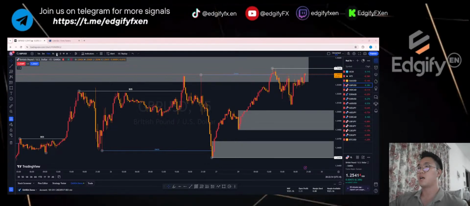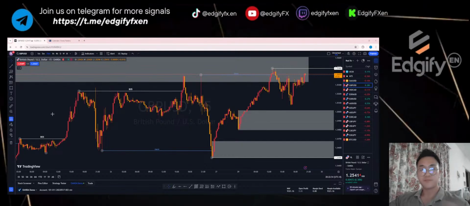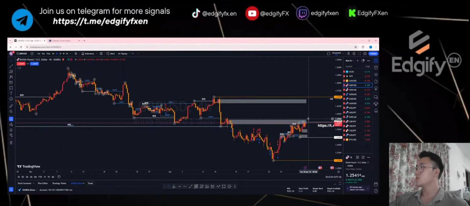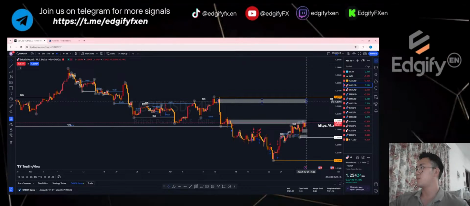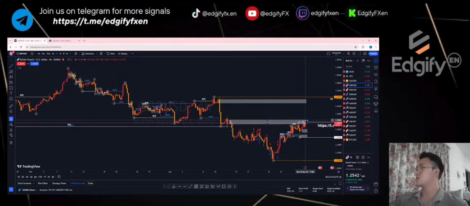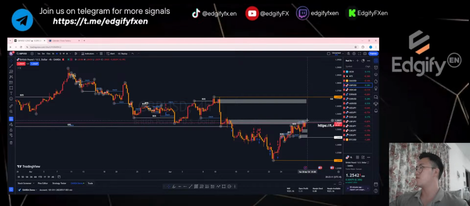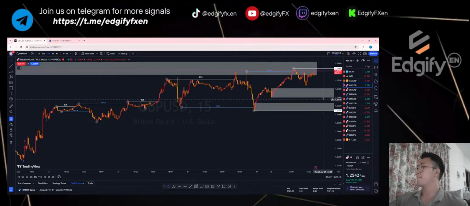This is my hour 4 zone here at this top. This is my sell zone on hour 4. This is also my sell zone on hour 4. I'm still waiting for this to give me a confirmation here.